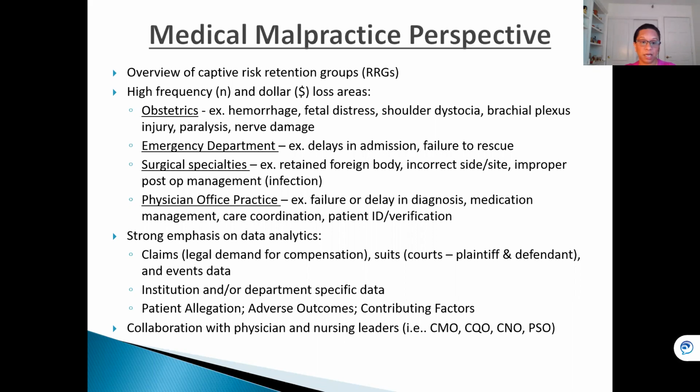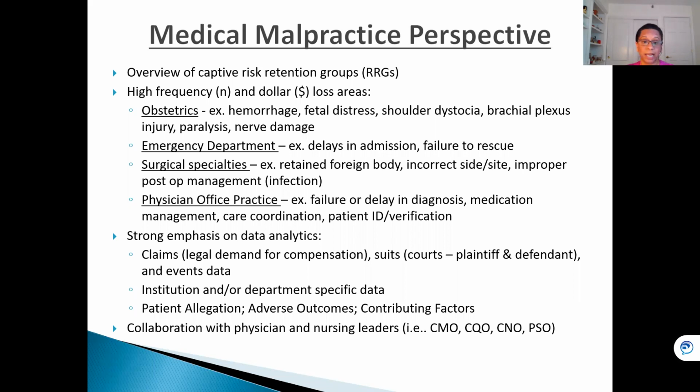Physician office practice, that's an area that I was focusing on. So failure, delay in diagnosis, that's again number one in the US, and failure, delay of diagnosis in cancer diagnoses, number one area for med-mal. Person went from stage 1 to stage 3 because the doctor didn't call me back, or they called me back 6 months or a year later than I was supposed to. I didn't hear back, and now I have an advanced illness. Patient identification, verification issues, and others.